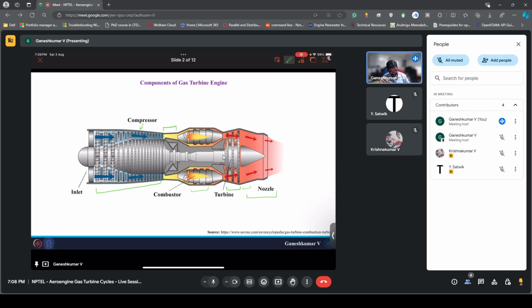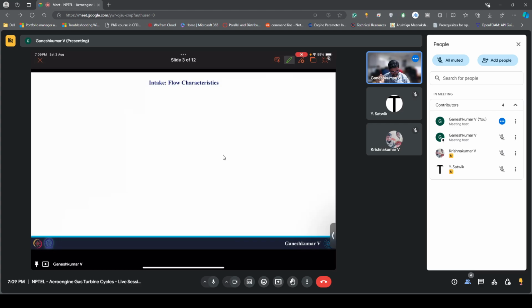So let me quickly go forward. Today's agenda is to discuss the inlet in detail, because I see there are a few questions on it in your assignments. Also something related to the combustor, about calculations of fuel, which is not really fully touched upon in the lectures, so it would be a good idea to cover it here. Then we will also look into something related to the nozzle. You can stop me anytime if you want to ask any questions. Let me go forward with it.